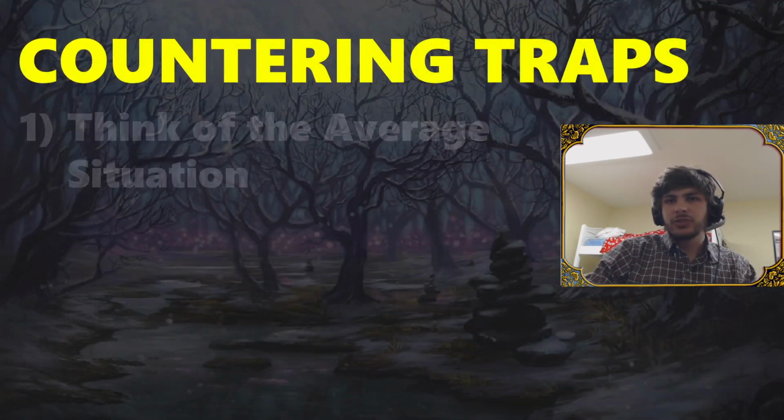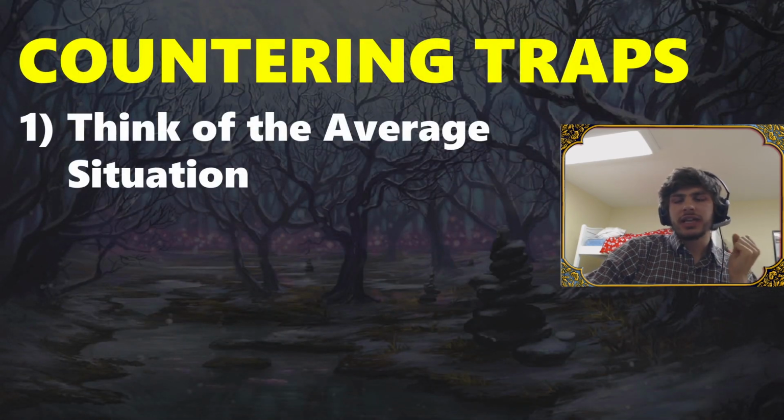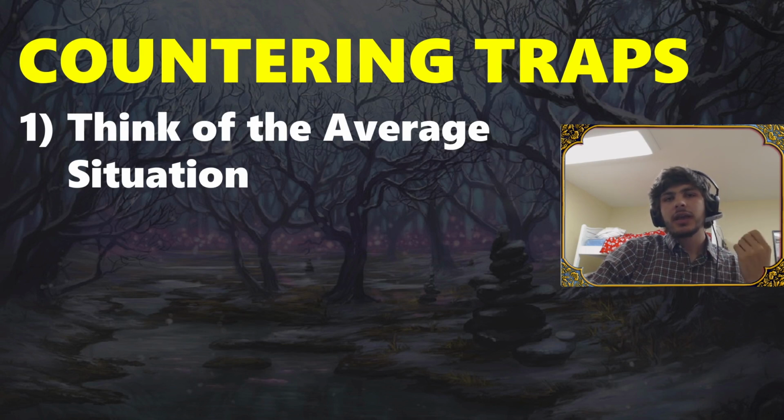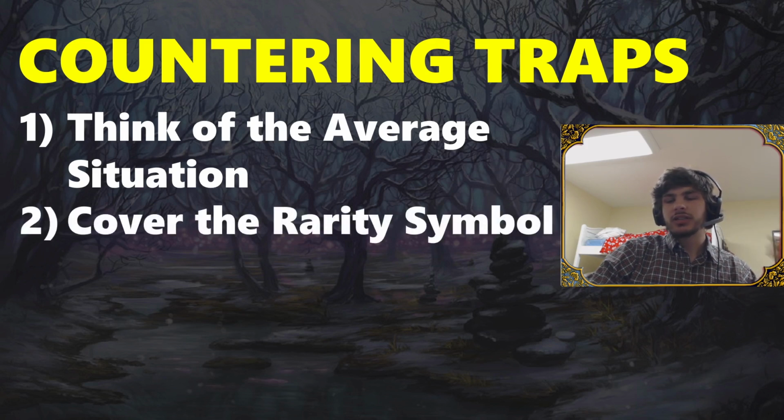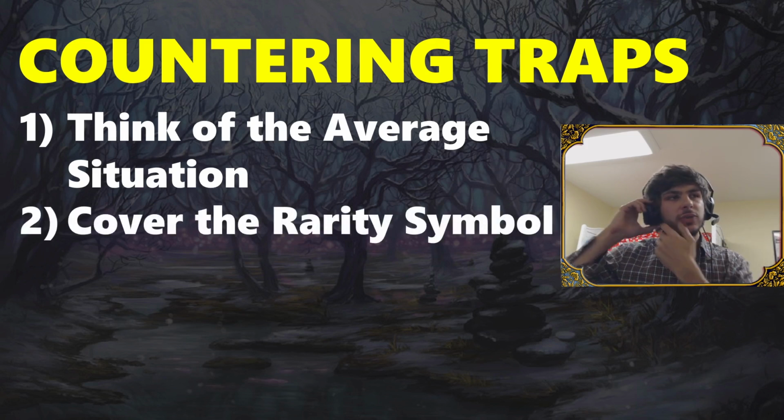So how do you counter these traps? One, think of the average situation. That's how you counter best case scenario mentality. You think, in what situations is this card going to find itself in a normal game of limited? Second, cover the rarity symbol. It does not matter what rarity the card is in almost any situation.